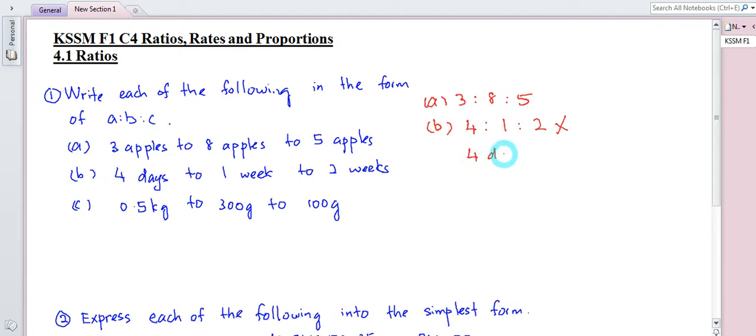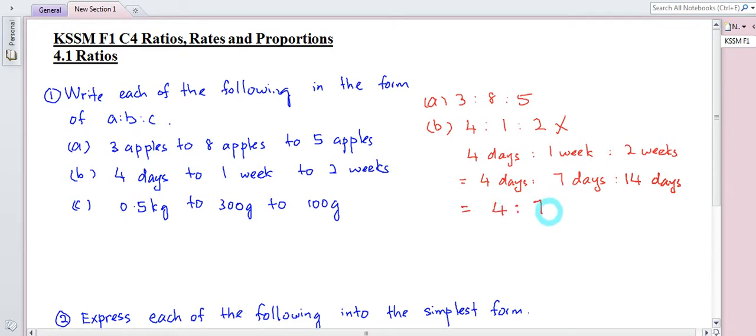Okay, so 4 days, 1 week, 2 weeks. See, this is days, this is week, and this is week. Different units. So in this case, I would just change the weeks to days. 4 days. 1 week is 7 days. 2 weeks is 14 days. Okay, then they have the same unit now, days. I just throw away their units and it becomes 4, 7, 14. This is the final answer.